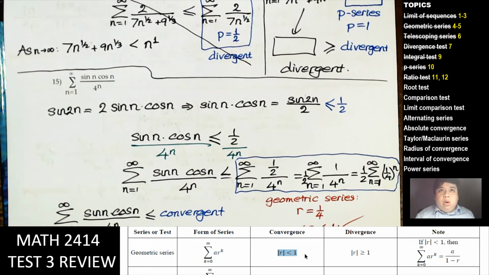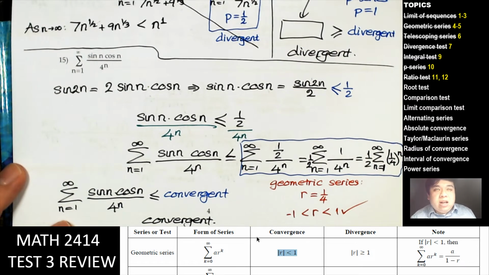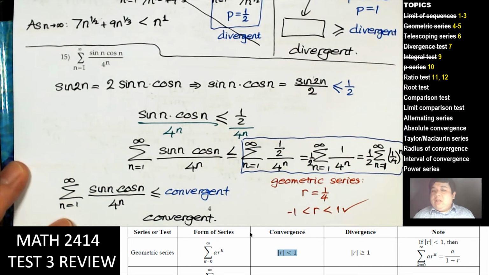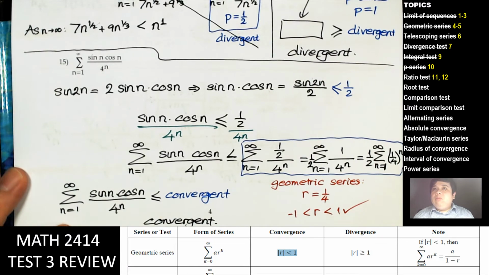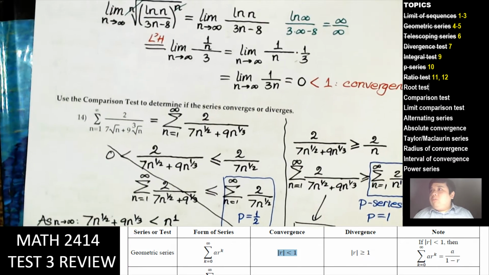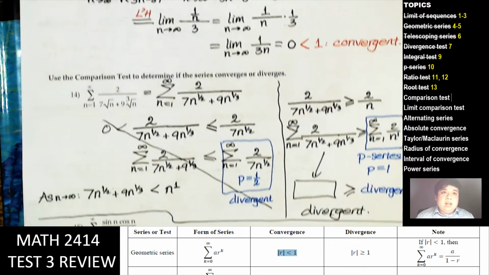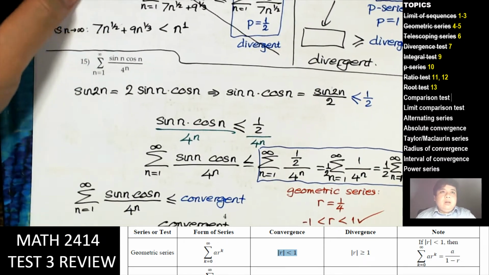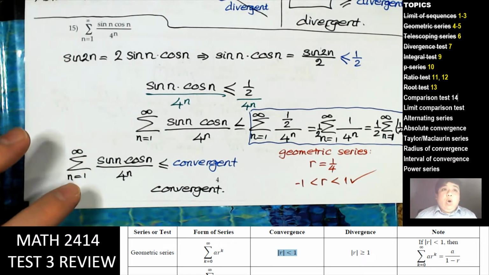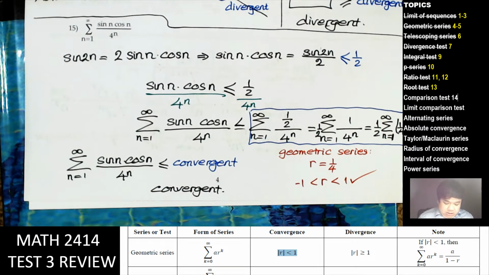So this is the direct comparison test, and we just did, sorry, forgot to update the root test. 13, we already did that. Limit comparison test, we got 14 and 15. We go back to this and make a comment about some term being negative.